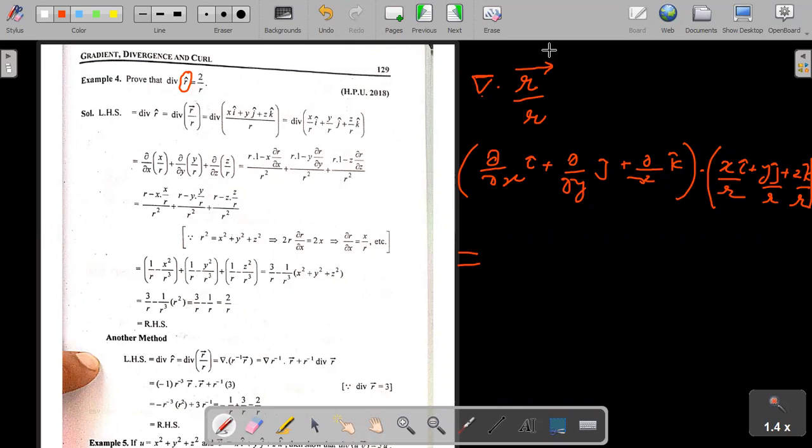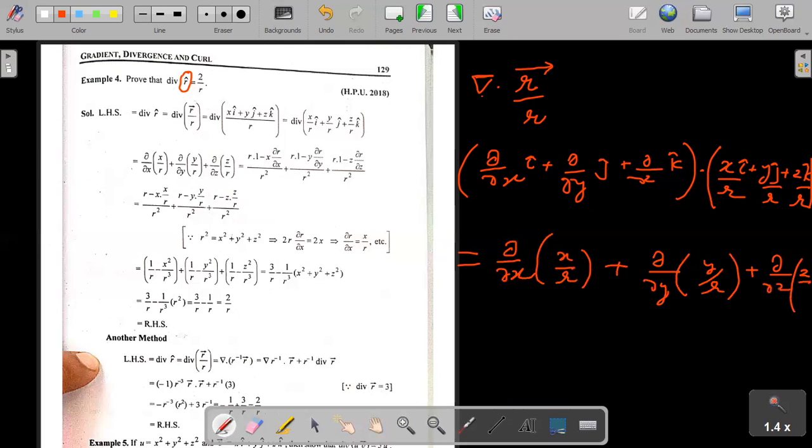Am I audible? Yes, ma'am. Okay, so is the screen visible? Yes, ma'am. So if I take the dot product now, what will this become? Del by del x of x by r plus del by del y of y by r plus del by del z of z by r.